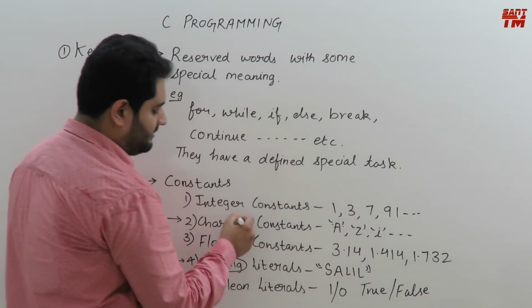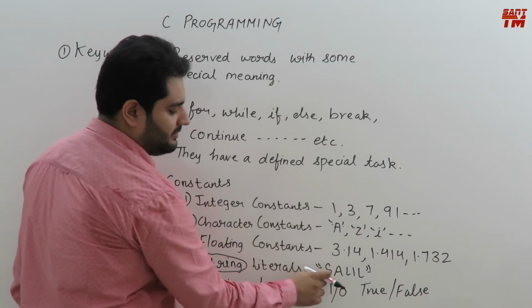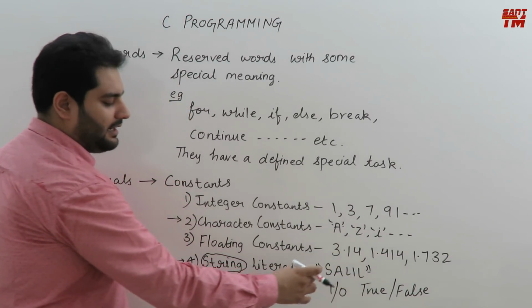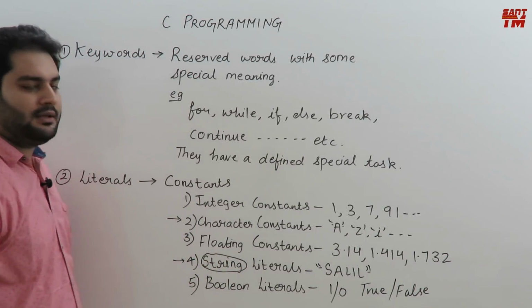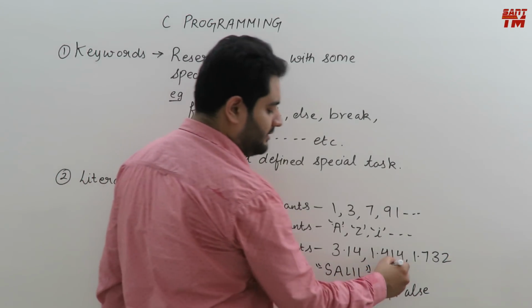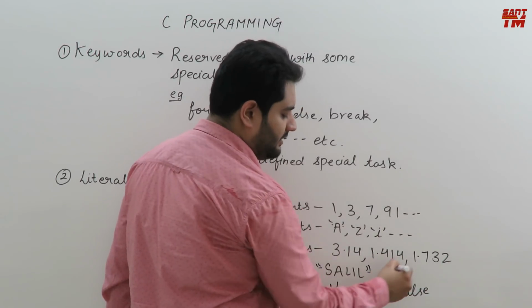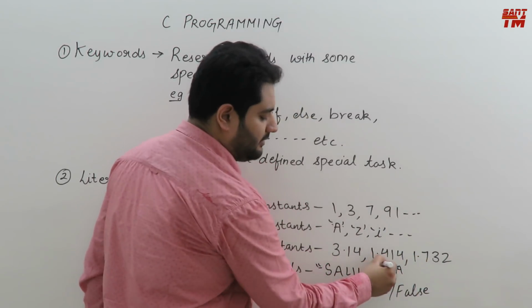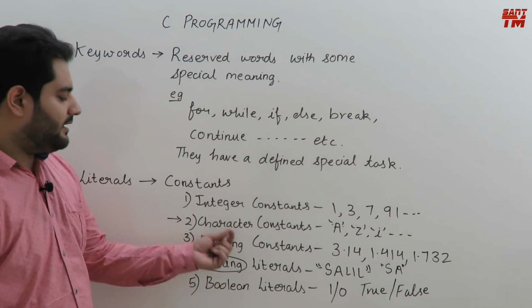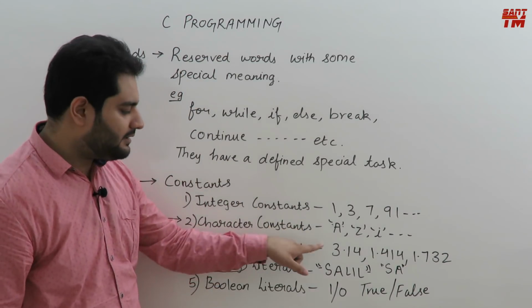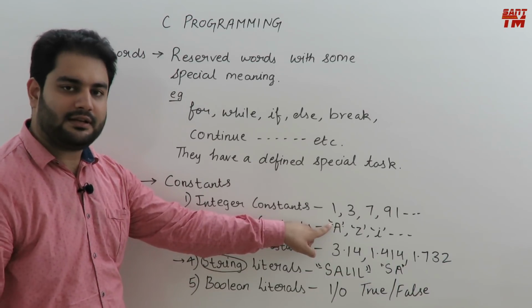We have taken from the character constants the S, A, L, I and L and combined them and put them into double quotes. So it becomes a string. If you want to represent only SA, then also you will put it in double quotes because it is also a string. If you have to represent only one character, you will put it in single quotes because it is one character only.